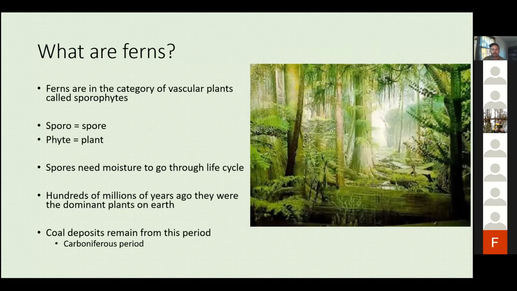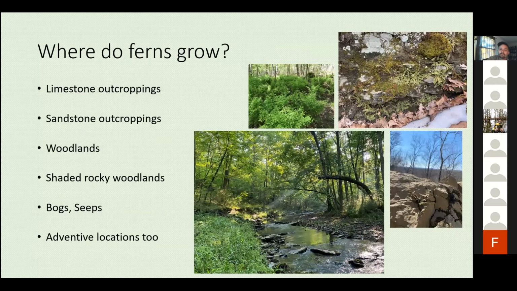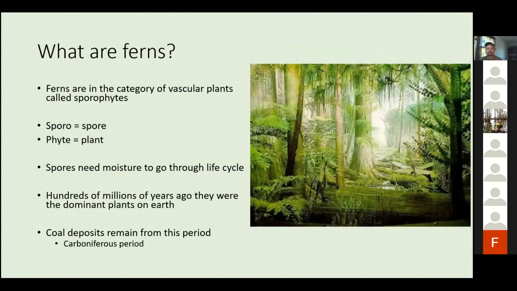So what are ferns? Ferns are in the category of vascular plants called sporophytes. Sporo means spore, and phyte means plant. So it's a spore plant. And these spores need moisture to grow to get through their life cycle. It's called the alternation of generations. This is when they go from a gametophyte stage to the sporophyte stage.